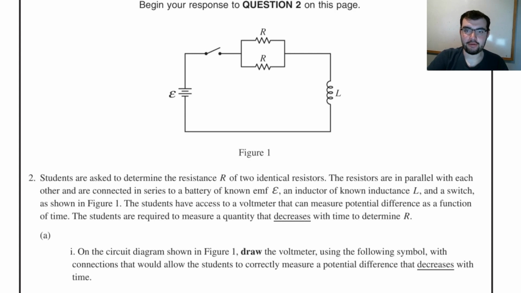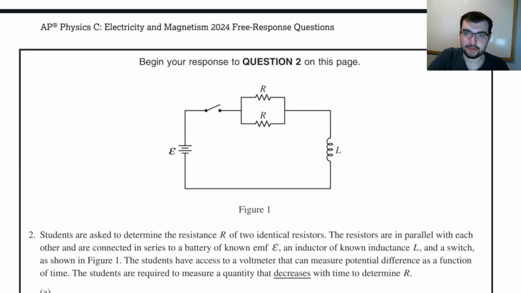All right, now we're on to a lab question. I really like this one. It's a cool lab design question about an R over L circuit. So students are asked to determine the resistance R of two identical resistors. They're in parallel with each other. So you can tell they must not have been able to find another way to put an equivalent resistance question on the free response. Here it is.